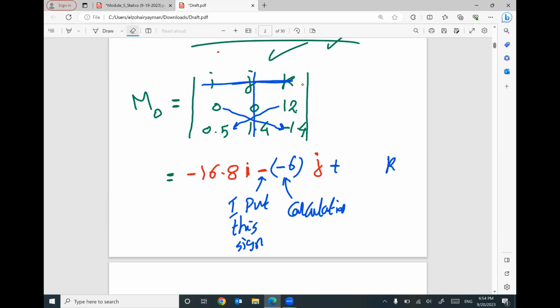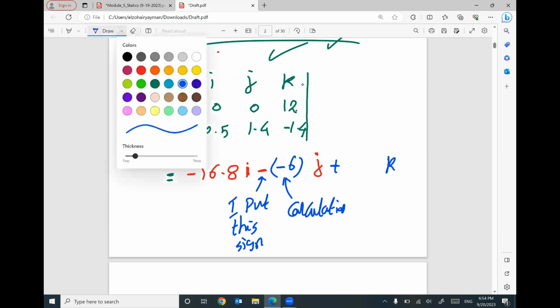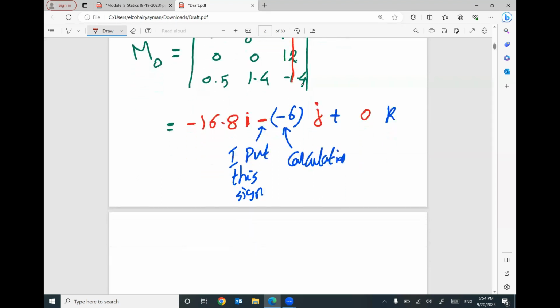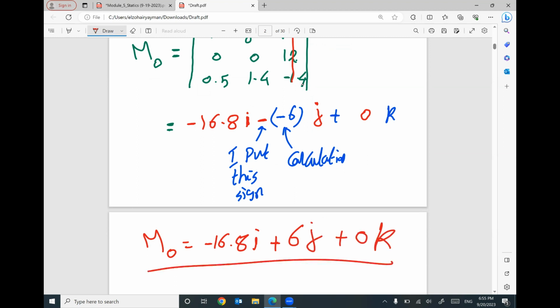And we have plus the value for K. If you would like to figure out the value for K, I have to remove this column and this row. So 0 times 1.4 minus 0 times 1.5, it will be 0. So the final value for your moment equals negative 16.8 I, positive 6 J, plus 0 K. This is your final answer.